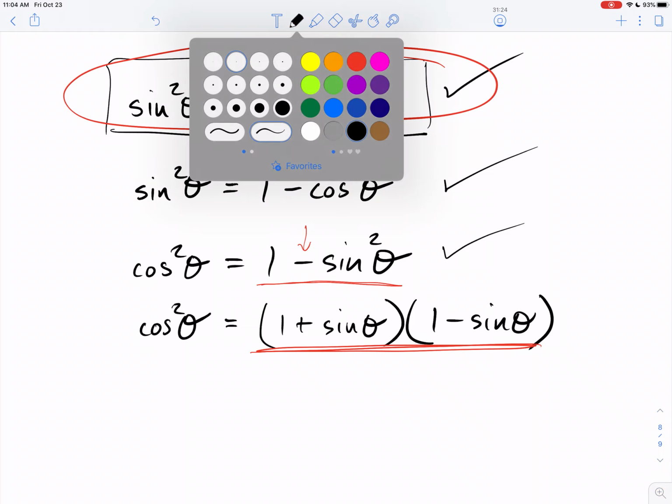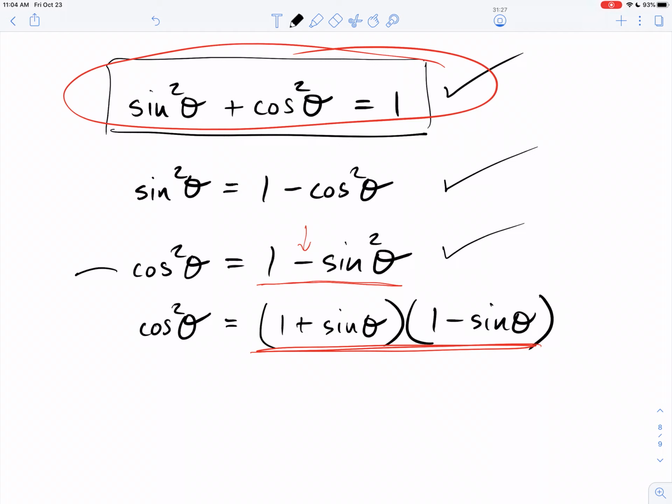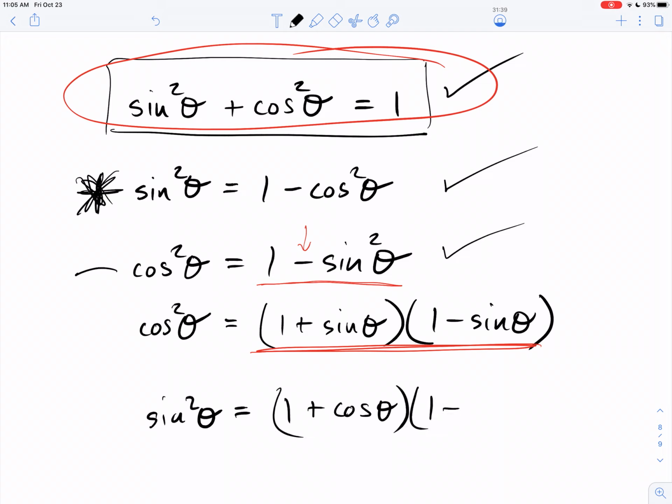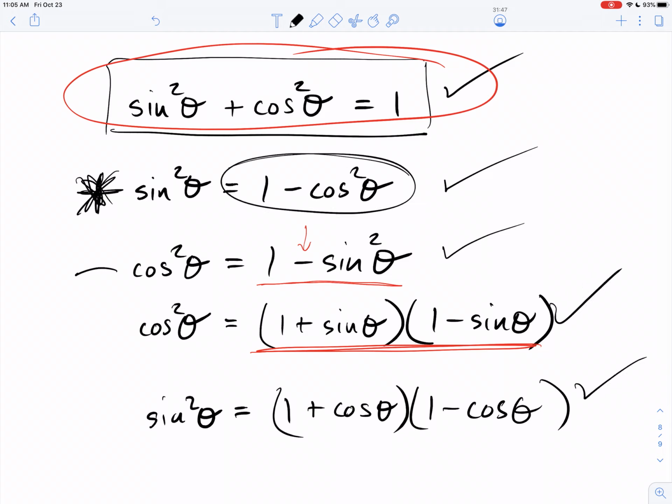And you know what? Let's do it. I could do this version. Oh, sorry, I could do this one right here. I could say sine squared theta is equal to 1 plus cosine theta and 1 minus cosine theta, because that's also the difference of two squares. There's 1, 2, 3, 4, 5 different ways I could use the exact same formula. And that's just for sine squared plus cosine squared equals 1. That's just for that one.